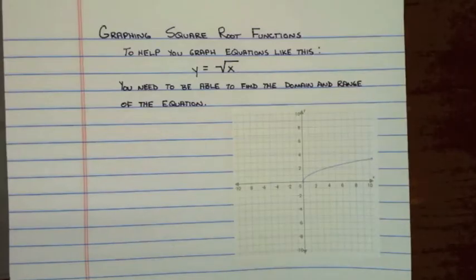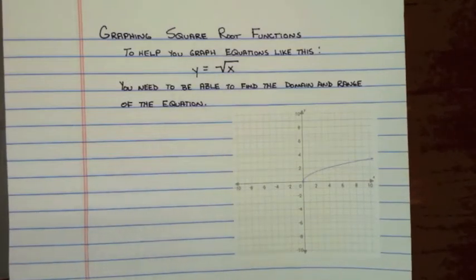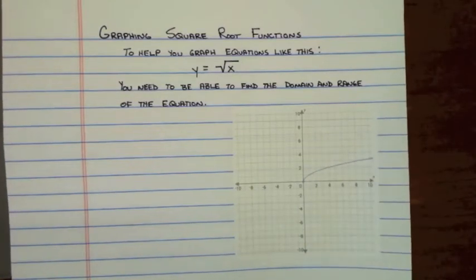One of the first steps in learning how to graph square root functions, or equations that have square root symbols in them, is you need to be able to find the domain and the range of one of these square root functions or square root equations. At the beginning, we're just going to give you a graph and let you look at the graph and determine what the domain and the range is of that graph.